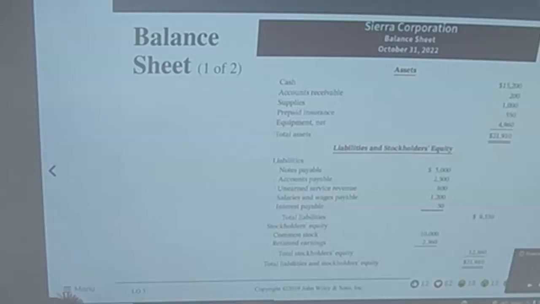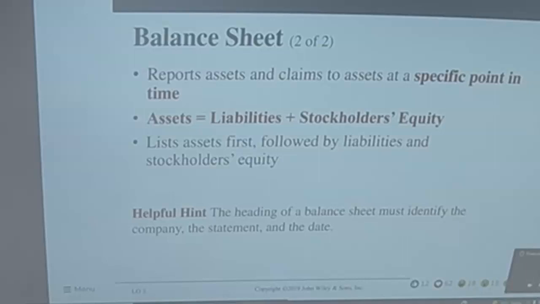So, pay attention to what's called the balance sheet equation. The balance sheet reports at a specific time period assets, and the assets must equal the liabilities plus shareholders' equity. We always list the assets first, then the liabilities, then the shareholders' equity.